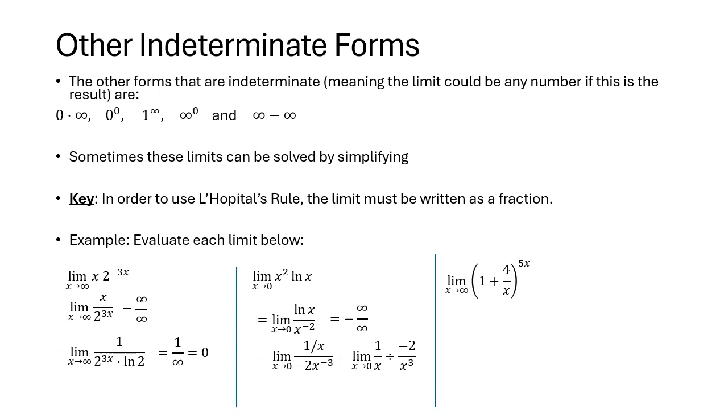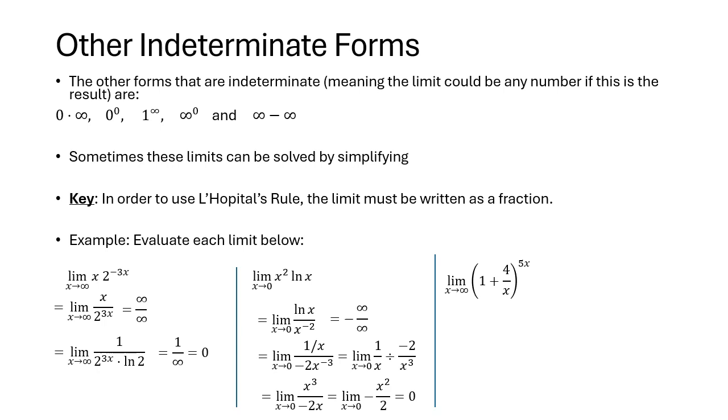We can rewrite a fraction as division. So in this case, we have the limit as x approaches 0 of 1 over x divided by negative 2 over x cubed. Using the rule for division of fractions, whereby we take the reciprocal, meaning the second one flipped, and multiply, this becomes the limit as x approaches 0 of x cubed divided by negative 2x.